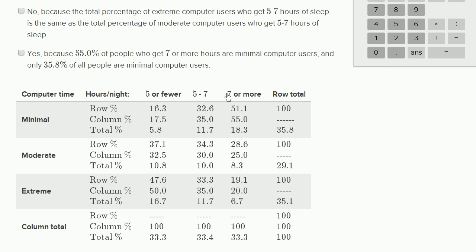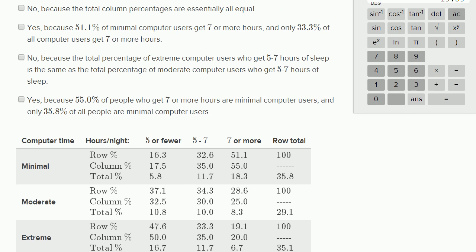Another way to think about it, when you look at the people who are getting 7 or more hours of sleep, a majority of them are minimal computer users. And there's 3 categories, so for 55% to be minimal computer users, it really does feel like minimal computer users are disproportionately represented in this category of 7 or more hours of sleep. And you see that the extreme computer users represent only 20% of this category. So it does look like there is an association between minimal computer use and getting 7 or more hours of sleep. But let's look at the actual choices they give us.